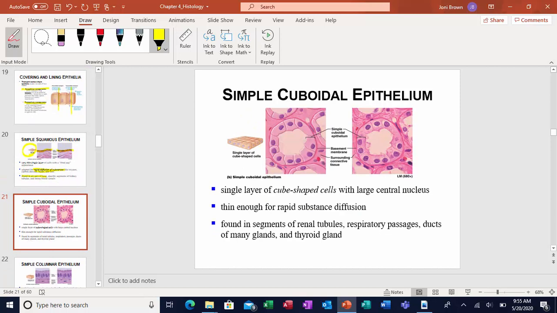Simple cuboidal is the second type of epithelium. It is one layer of cube-shaped cells. You can see the basement membrane there around that. You see it all the way around it. And of course the apical surface would be out here. Okay? This is also thin enough for diffusion. And you find this in some of your glands and your respiratory passages.